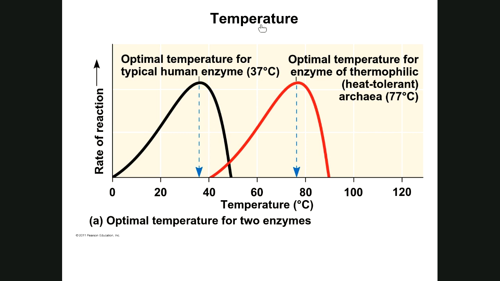Enzymes require a certain temp that is their optimal temp in order to produce the amount of product needed by a cell. So enzymes require a certain temp, which is their optimal temp, in order to produce a certain amount of product required or needed by a cell.